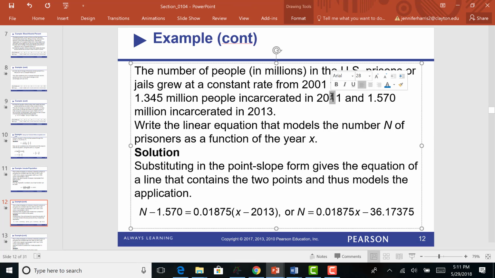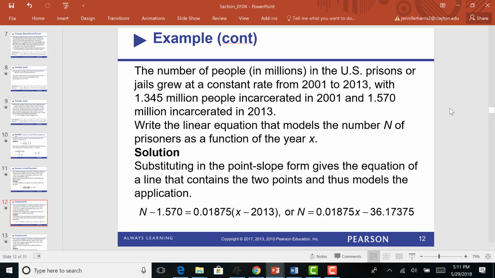To 2001. Okay. All righty. Got it. So we're good? All righty. So with that said, let me go ahead and use this formula that you see up on the board. Y equals mx plus b.